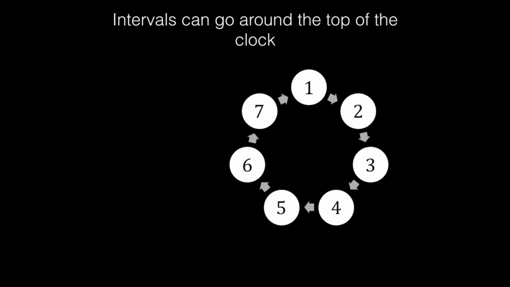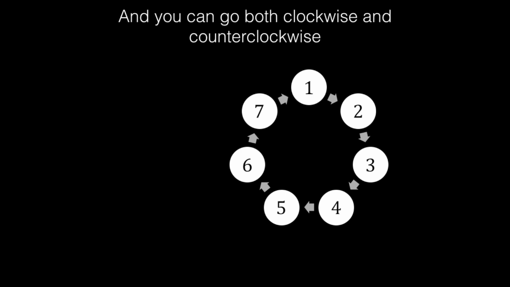Now intervals can go around the top of the clock also, so consider between 6 and 2. That's a fourth, because there are 4 scale degrees there, 6, 7, 1, 2. There are 4 scale degrees, we traverse a fourth. And you can go clockwise and counterclockwise. So let's think about 2 down to 7. How many scale degrees are in that? There are 3, 2, 1, and 7, and so it's a third.